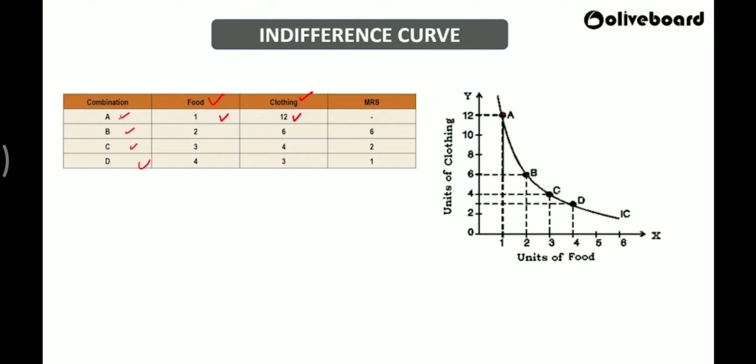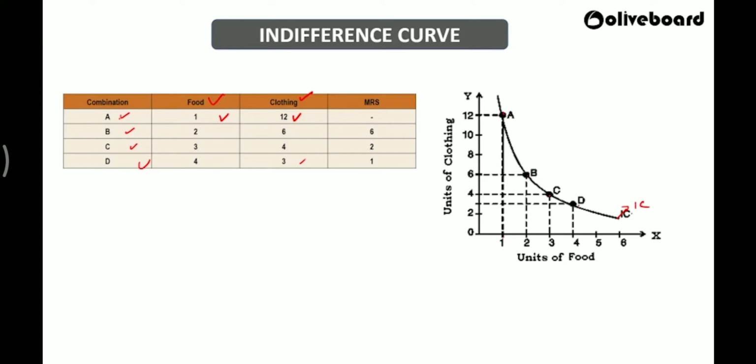3 units of food, 4 units of clothing. 4 units of food, 3 units of clothing. So I plotted here and then I draw a curve here. So it becomes a curve. And this curve is called what? Indifference curve.